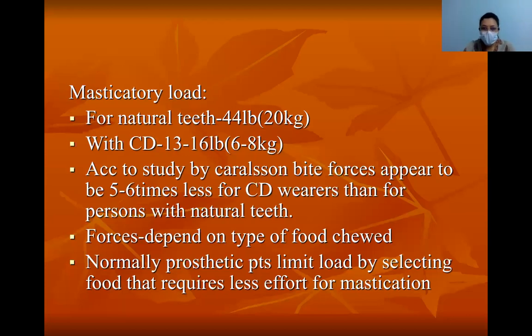If we talk about the masticatory load, the natural teeth exhibit around 44 pounds of masticatory load, whereas a complete denture only exhibits 13 to 16 pounds of masticatory load. So according to the study by Carlson, bite forces appear to be 5 to 6 times less in a CD wearer than a person with natural teeth. Forces largely depend on the type of food chewed also. Normally, a prosthetic patient usually limits their diet to food that requires less effort in mastication.